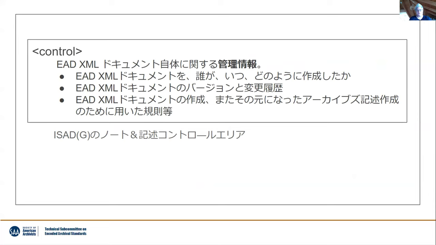So it might include information that this is an export from system ABC. You might also find information about versions of or changes to the EAD XML document within control. And control gives you the possibility to include any rules and conventions that are applied to the EAD XML document. So essentially, this is an equivalent to the notes and the description control areas of ISAD(G).